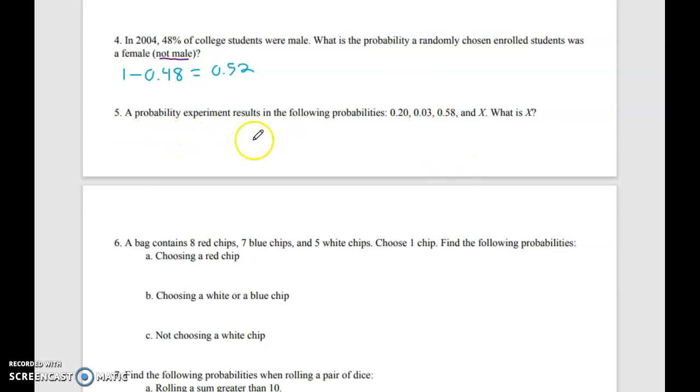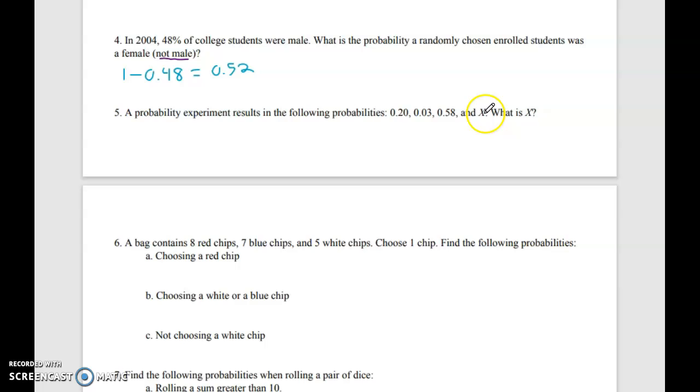Next, a probability experiment results in the following probabilities. So 0.2, 0.03, 0.58, and x. And it asks me, what is x? So remember, probabilities in an experiment, some things have to be true. One, they have to be between 0 and 1. So these obviously are between 0 and 1. And the second major thing is they have to add to 1.